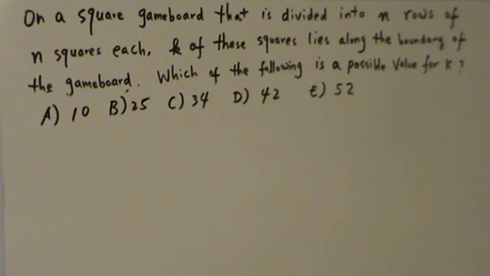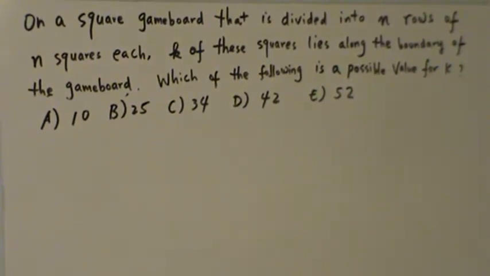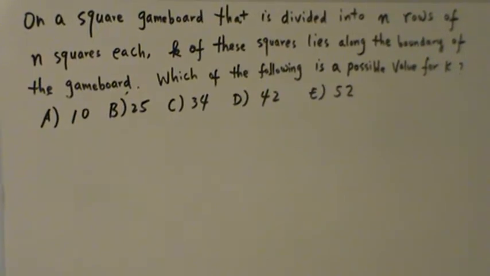Today's question is a word problem, and it says, on a square game board that is divided into n rows of n squares each, k of these squares lies along the boundary of the game board. Which of the following is a possible value for k? So basically we're given a square that is n by n.